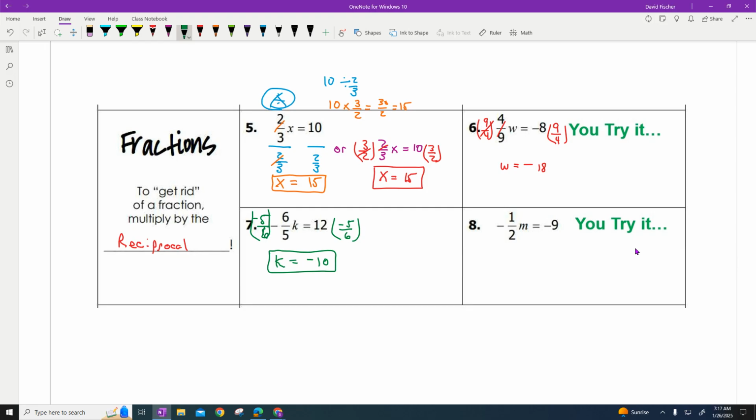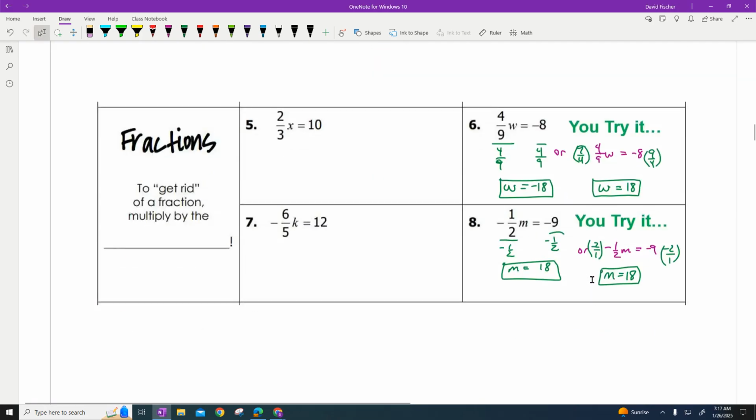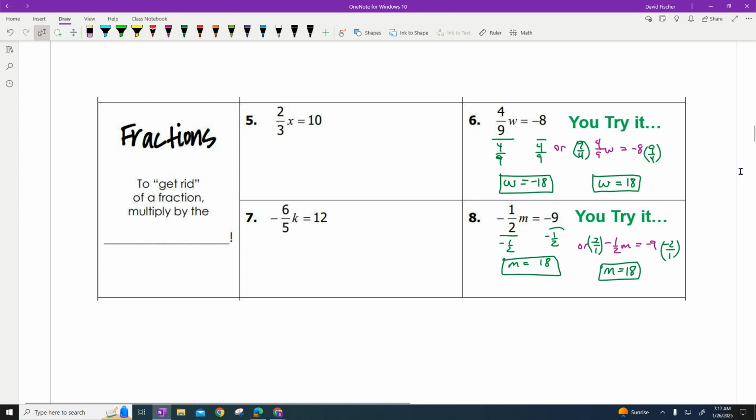Okay? All right. Try this one real quick, and then we'll roll to the next page. So pause your video, try this one, and then let's see how you do. And we'll check that number 6 up there. Okay, so let's see how you did here. Yep, we got negative 18.